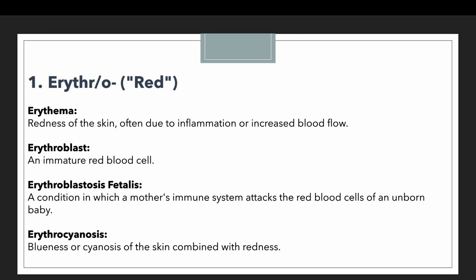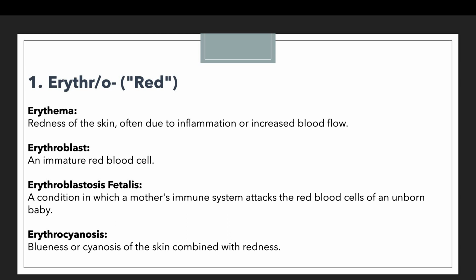Okay, so the definition is blueness or cyanosis of the skin combined with redness. So in this type of disease, both colors appear, whether it is redness or blueness. Now if you look at all the examples again, you will find one common thing, which is redness. Somewhere we are talking about redness of the skin, somewhere we are talking about the red blood cell, or redness or blueness of the skin.